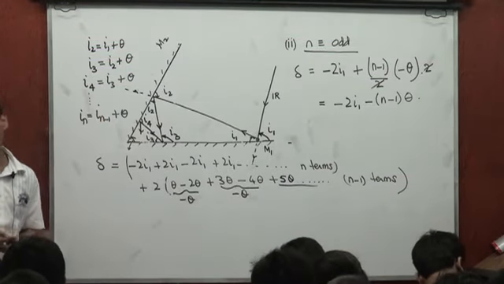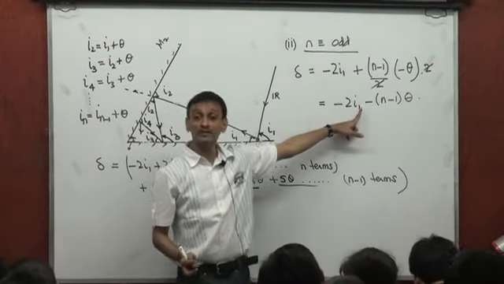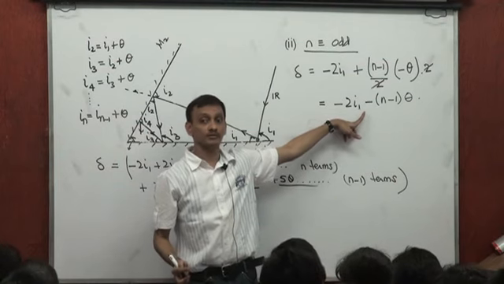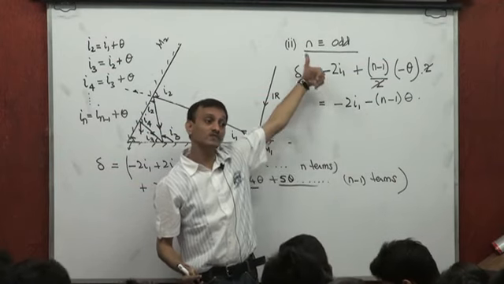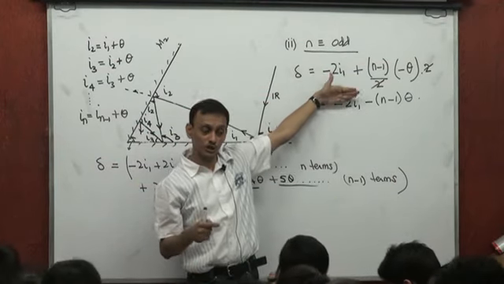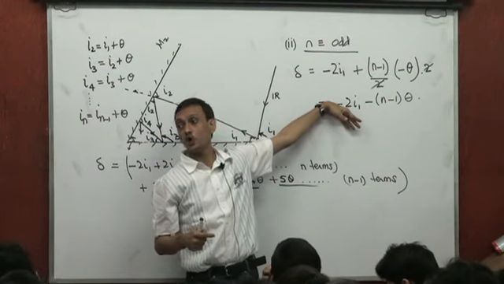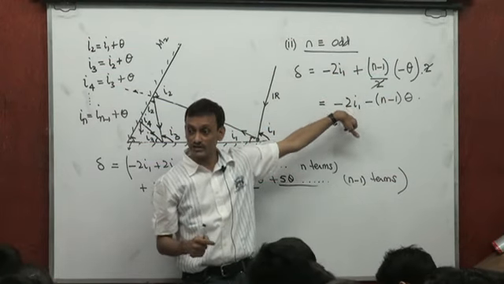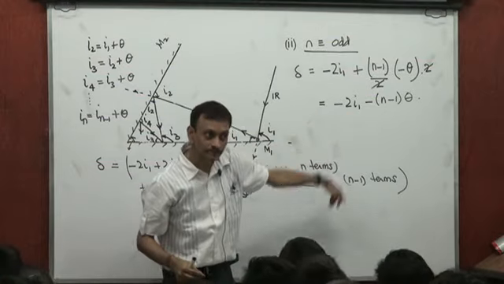Then n is odd. Now this depends on I1. When n was even, it was independent of the initial grazing angle. But when n is odd, it depended on the initial grazing angle of incidence. Got me?